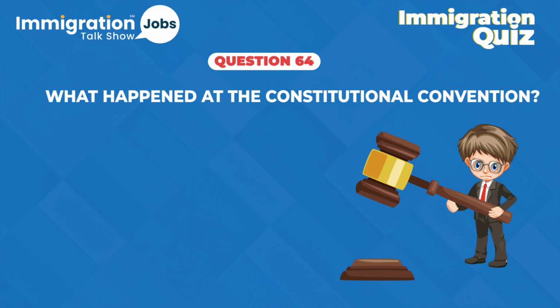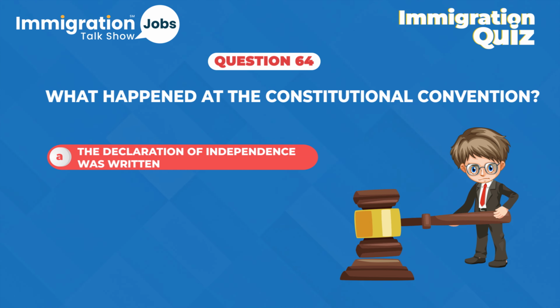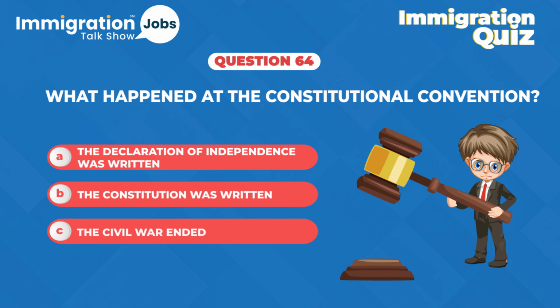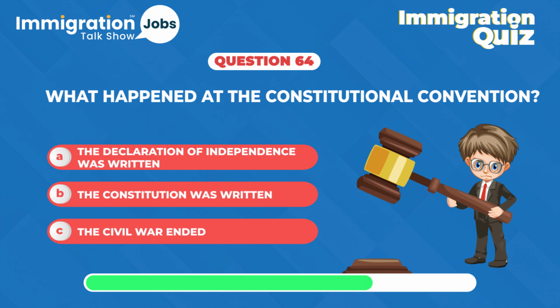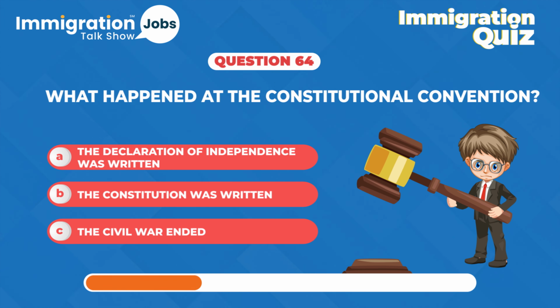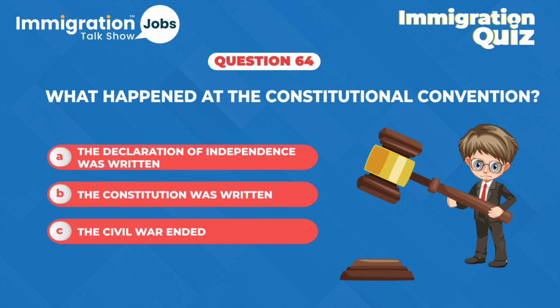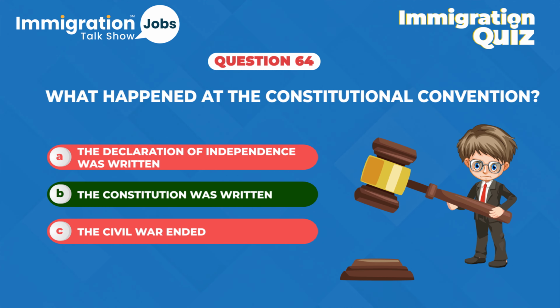What happened at the Constitutional Convention? Option A, the Declaration of Independence was written. Option B, the Constitution was written. Or option C, the Civil War ended. And the correct answer is option B, the Constitution was written.